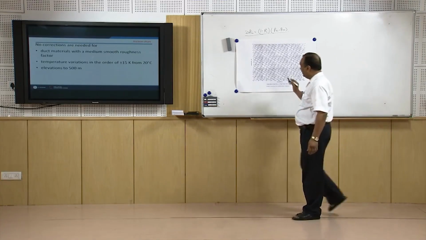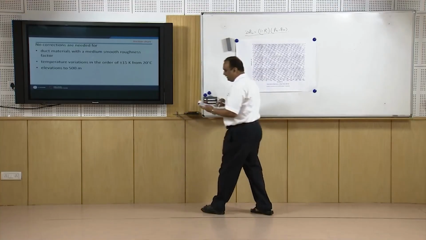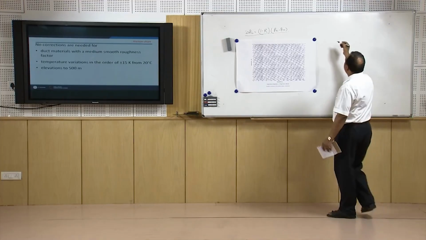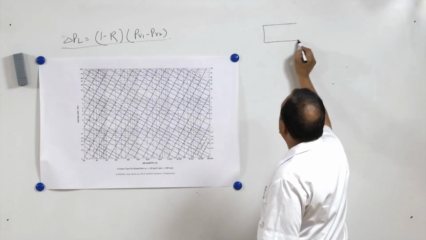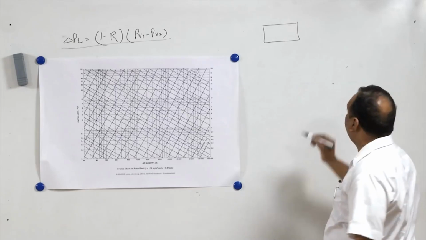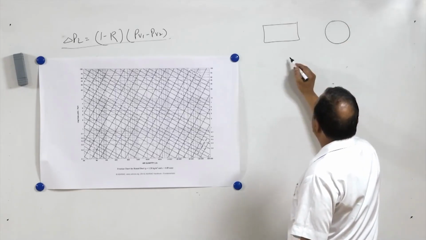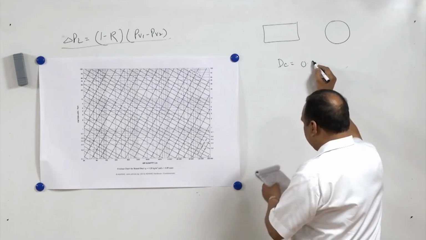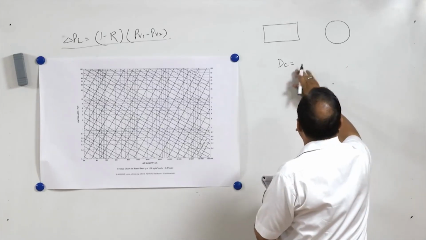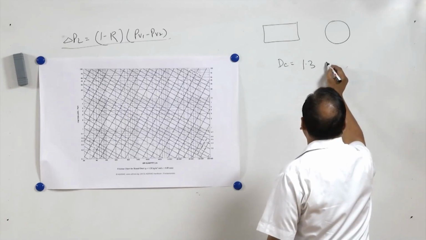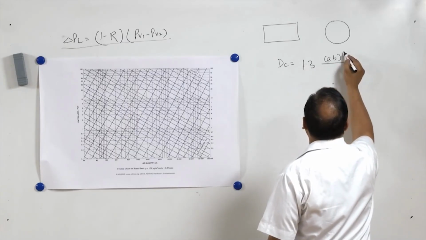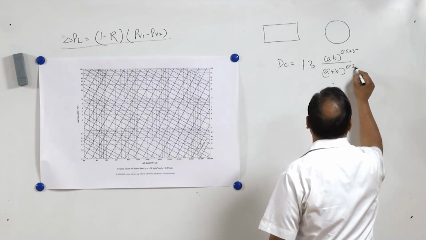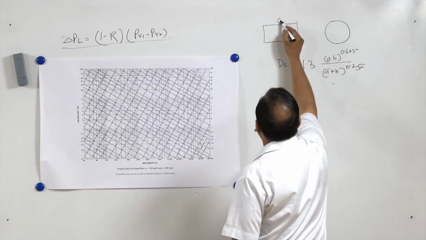What should I do? Here, the diameter of the duct is given as D. I want to design a rectangular duct, and you must have seen a number of rectangular ducts. The diameter of the equivalent circular duct is expressed as D equals 1.3 times (AB) raised to power 0.625 divided by (A plus B) raised to power 0.25. This is A and this is B.